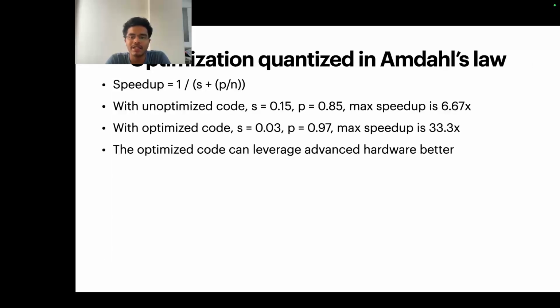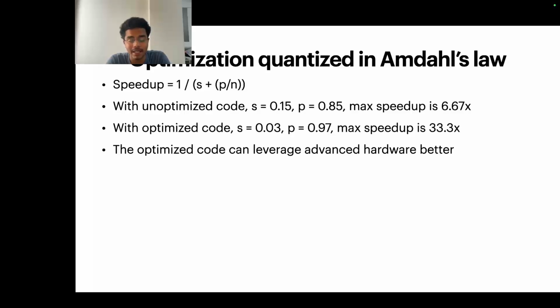Let's try to quantify our results as per Amdahl's law. Amdahl's law gives you a theoretical amount of speedup possible when you have a code with a serialized component and a parallelizable component. As per the different values I have observed during the experiments, I have made a rough estimate that 15% of the unoptimized code is serialized and 85% is parallelizable. That means the maximum speedup possible, with an infinite number of resources, is about just 6.67. With the optimized code, however, there was observed to be only 3% of serialized tasks happening.